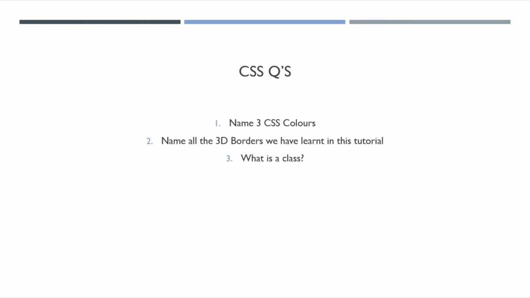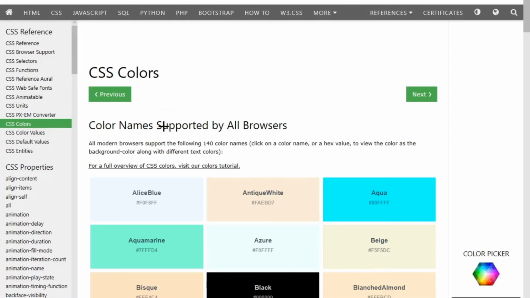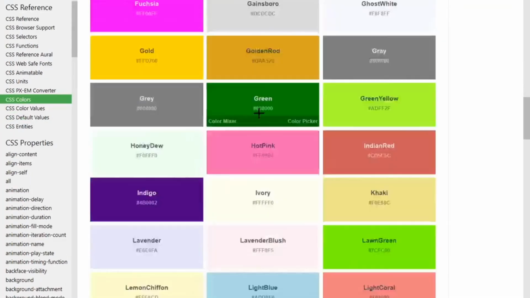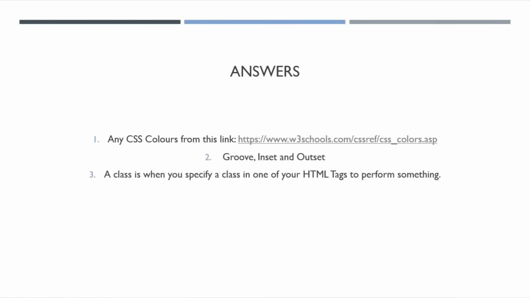So hopefully you've answered all those questions. If you haven't, just pause before we go into the answers. So here are the answers right now. For number 1, any CSS colors from the link. So if we go into the link, it could be any one of these right here. Number 2, the groove, inset and outset, and number 3, a class is when you specify a class in one of your HTML tags to perform something.